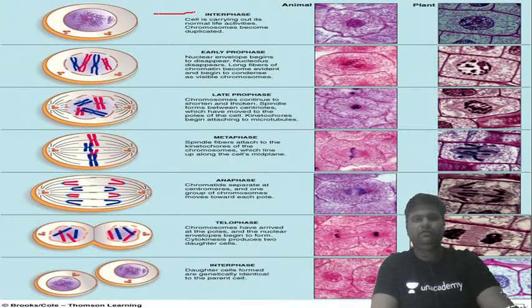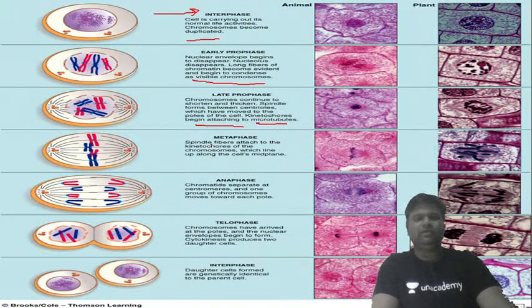So there is interphase, where the cell is carrying out the normal cell activities and chromosomes become duplicated. Then there is early prophase, where the nuclear envelope begins to disappear and the nucleolus also disappears, and long fibers of chromatin become evident and begin to condense as visible chromosomes. Then there is late prophase, where chromosomes continue to shorten and thicken, and the spindle forms between centrioles, which have moved to the poles of the cell, and kinetochores begin attaching to the microtubules.